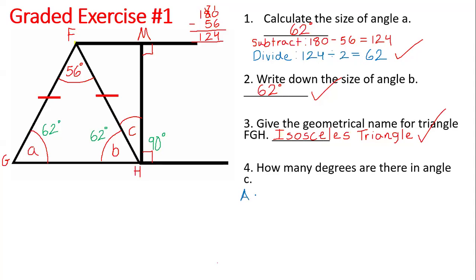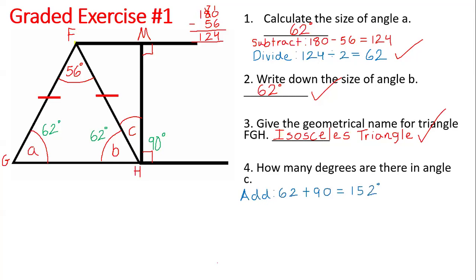Class, what do we add together? 62 plus 90. Very good. 62 and 90. What did y'all get when you add? 152. Paris, what did you get? 152. So 62 plus 90 is 152.